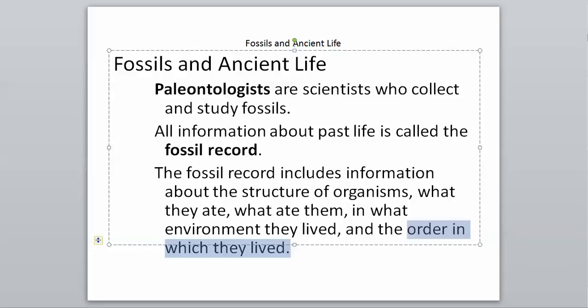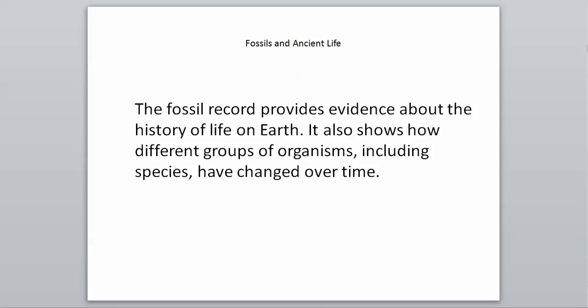So that is the fossil record. Again, paleontologist is an important word you need to know. Another important thing about the fossil record is that it provides evidence about the history of life on Earth. It shows all of the organisms that used to be alive on Earth, and it also shows how different groups of organisms, including species, have changed over time. We've talked about Darwin. How did he use the fossil record? It's pretty simple. He used it for his theory of evolution because he could tell whether organisms had stayed the same over time, or had changed over time. So evolution goes hand in hand with our fossil record.